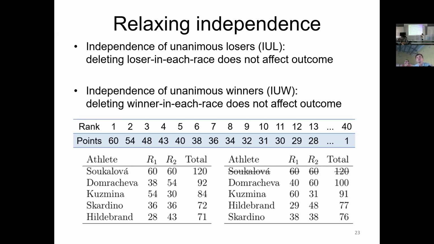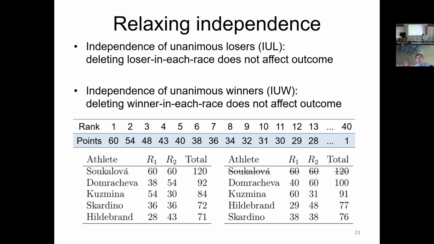And observe that before Sokolova's removal, Scardino had 2 7th-place finishes worth 36. Afterwards, they became 2 6th-place finishes worth 38 each. So she gained 4 more points going from this world to this world. Hildebrand had a 13th-place finish and a 4th-place finish, which became 12th and 3rd respectively. So she gained 1 plus 5 extra points for a total of 6.